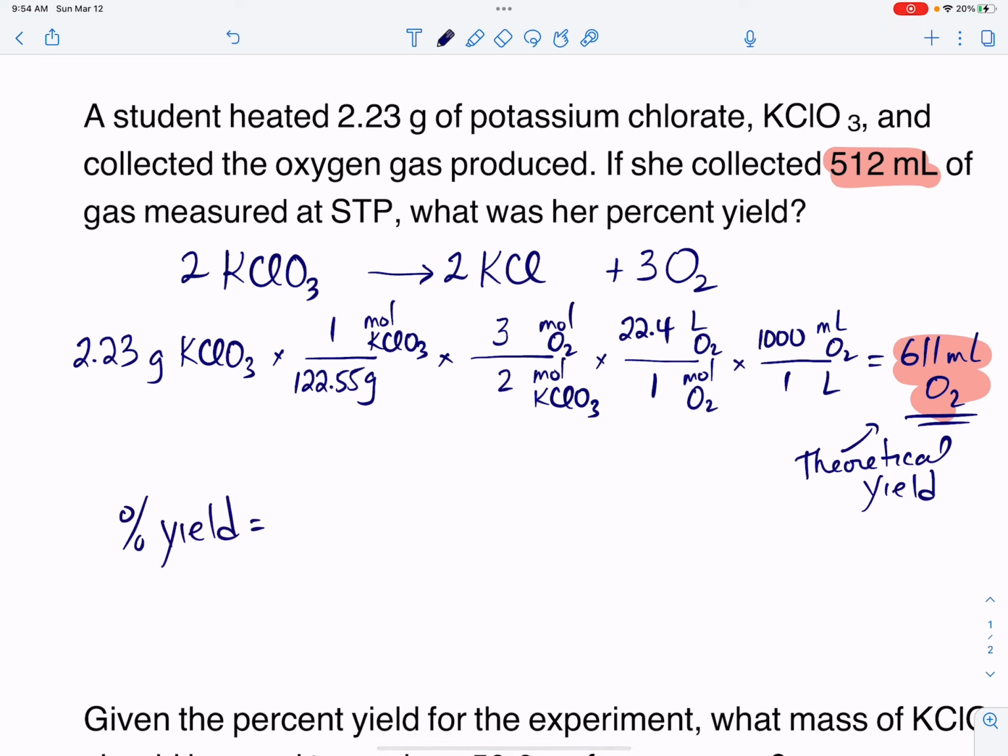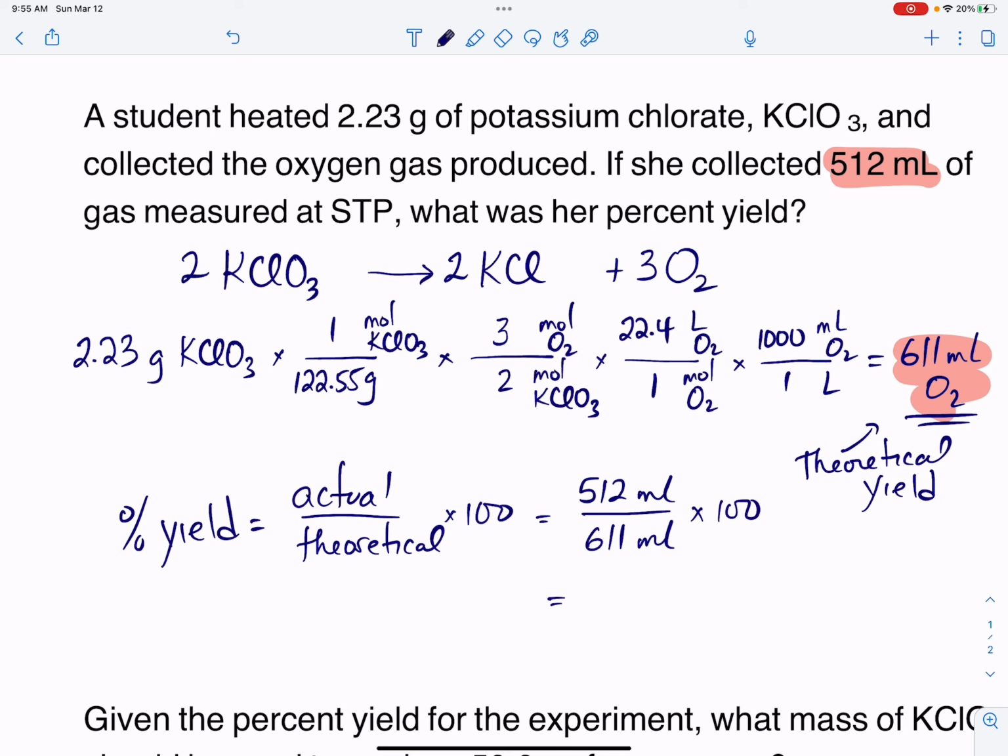According to our formula, we take the actual yield and divide by the theoretical yield and multiply by 100. So this is just logic. If you actually made 512 milliliters, but you thought you should get 611 milliliters, so you're short by about 100 milliliters, then your percent yield is going to be 83.8%. So when this person does the experiment, instead of getting 100% of the oxygen, they're only getting about 84%.